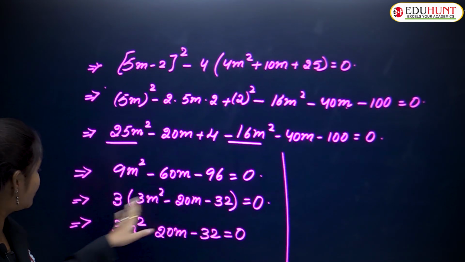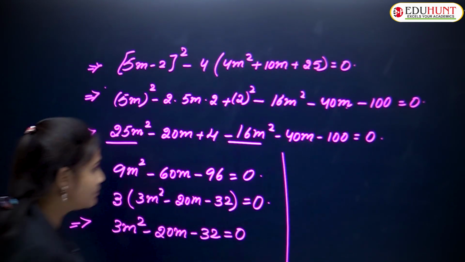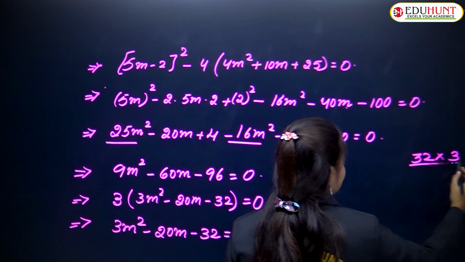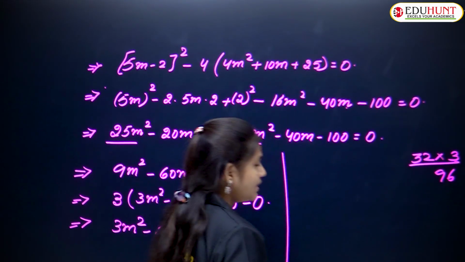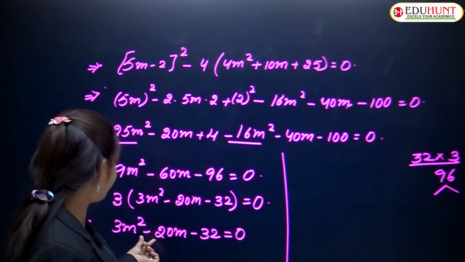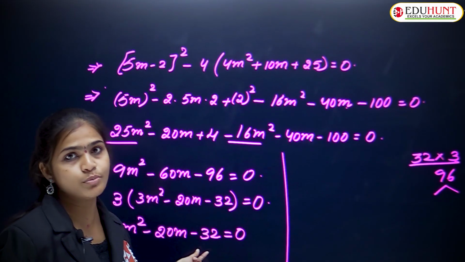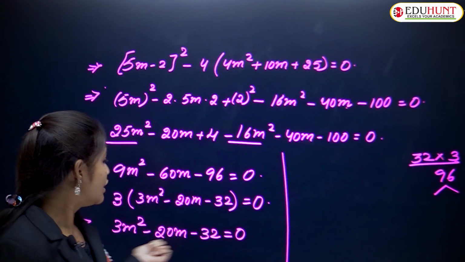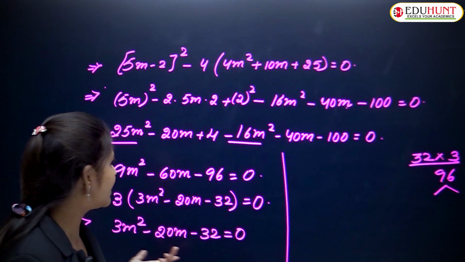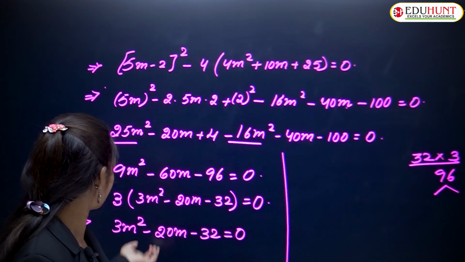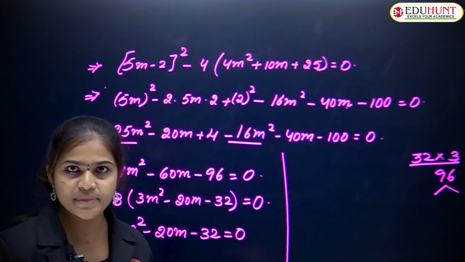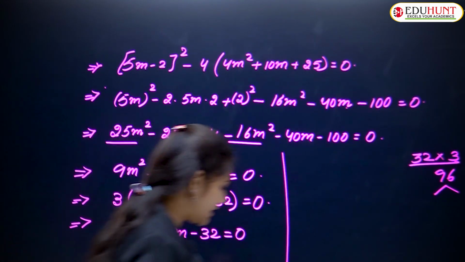Okay, so 32 into 3, what will you get here? 32 into 3, that is 96 again, right? So the factors of 96, their difference or sum should be equal to minus 20. Understand? So which factors of 96 can we take here? Yes, its difference is 20, or we can take that its sum is 20. Okay, so let us see that.